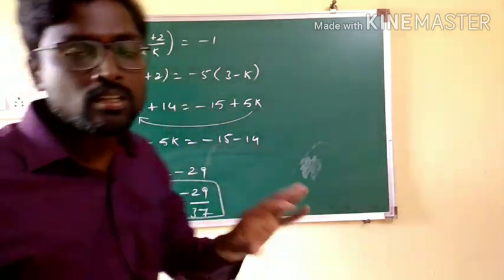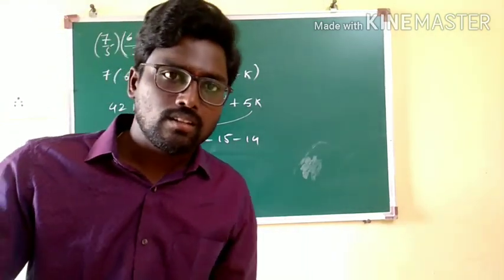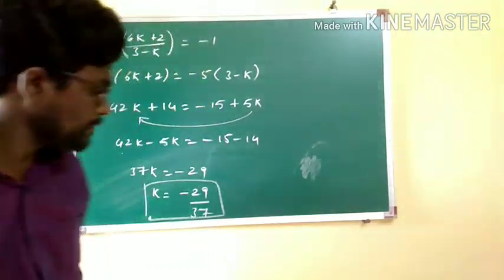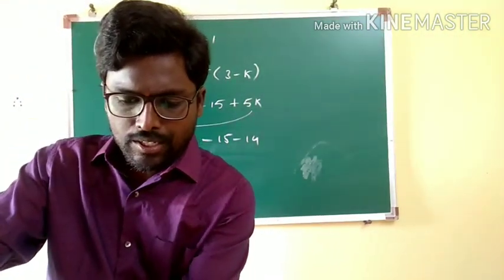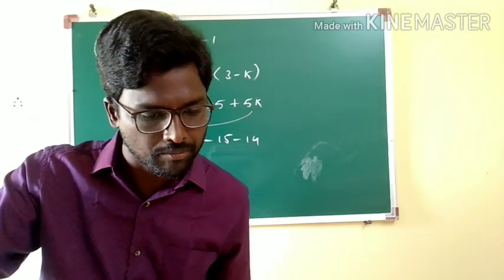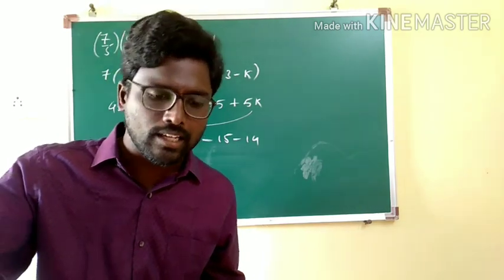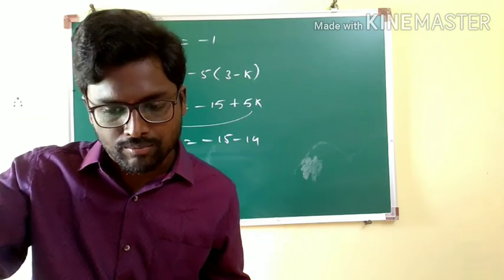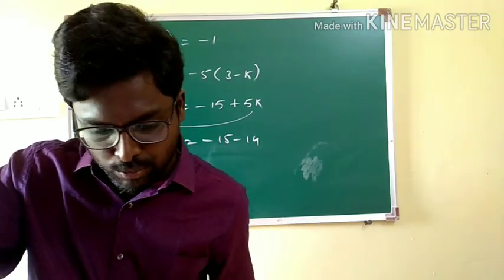Means if the given two lines are perpendicular to each other, then the value of k is going to be minus 29 by 37. See what is there here? Nothing, no complications are there in solving this problem, just a logical concept here. We simply apply the condition m1 into m2 is equal to minus 1, so that we have got the requirement. Okay, let's go with the next problem.